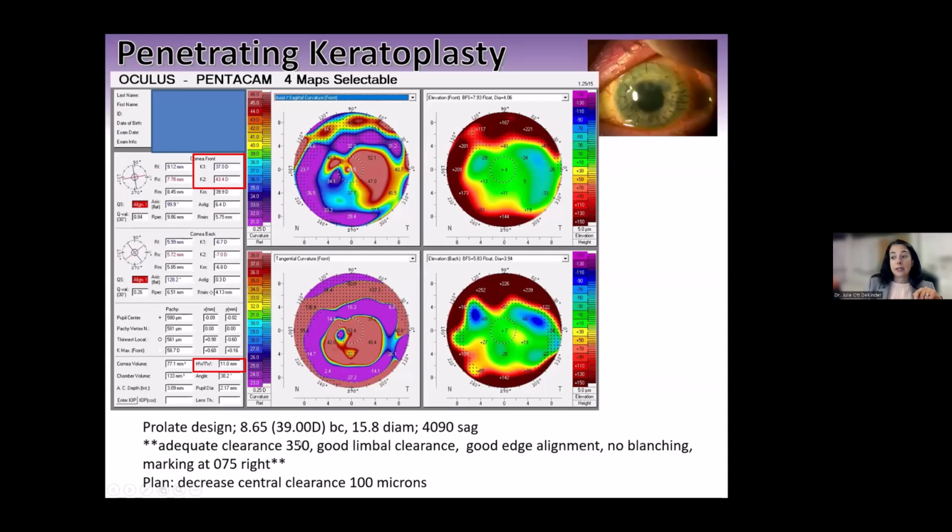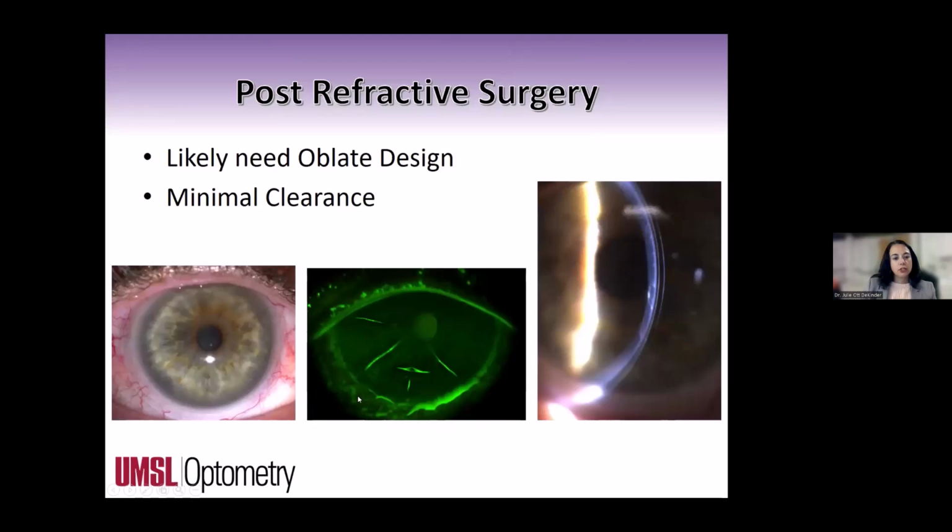Flat sag. I said there was adequate clearance at 350, limbal edge, no blanching, markings, and I decreased that clearance because I really don't want more than 300. So I decreased the limbal clearance, the central clearance, to bring it down closer to 200 there. One lens on, and that's all we had to do. Dispense that lens. Check it a week later, see what it looks like. Make sure you're still happy with the periphery. Make adjustments if needed. Post-refractive surgery, probably going to need an oblate design.